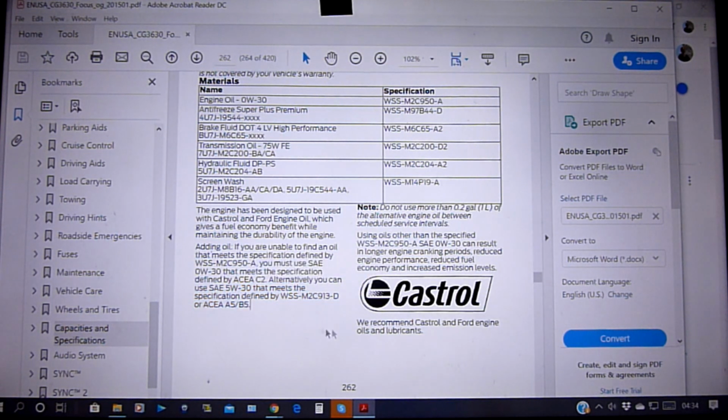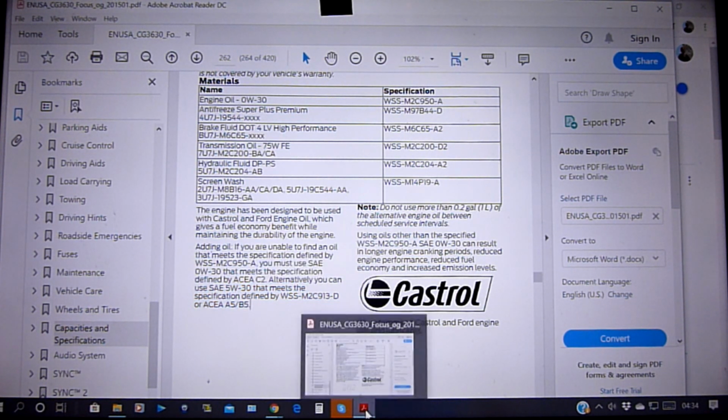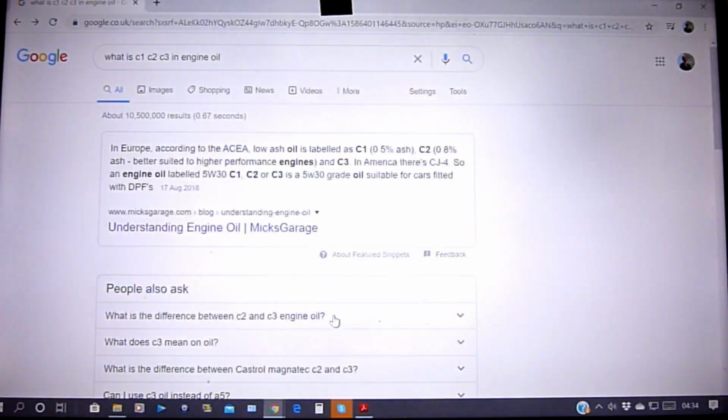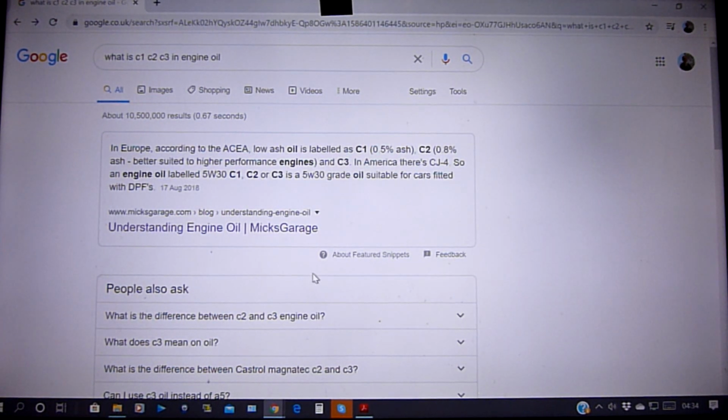Right, 5W30 is okay, it says there. Right, okay. So let's go on. What is all this C1, C2 and A numbers with the B numbers? What are they? So I'll put in here, what is C1, C2 in engine oil? It says here in Europe, according to ACEA, must be some sort of European thing, low ash oil is labelled as C1 0.5% ash, C2 is 0.8 ash, better suited for high performance engines. Mine is not. I guess that would be better for something like, I don't know, BMW or something diesel.